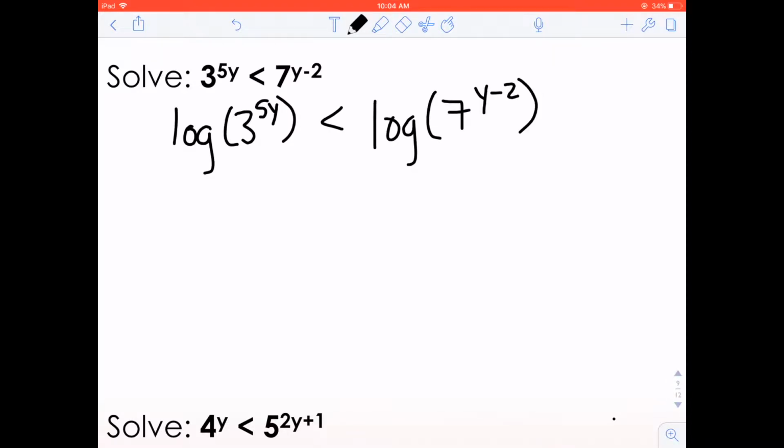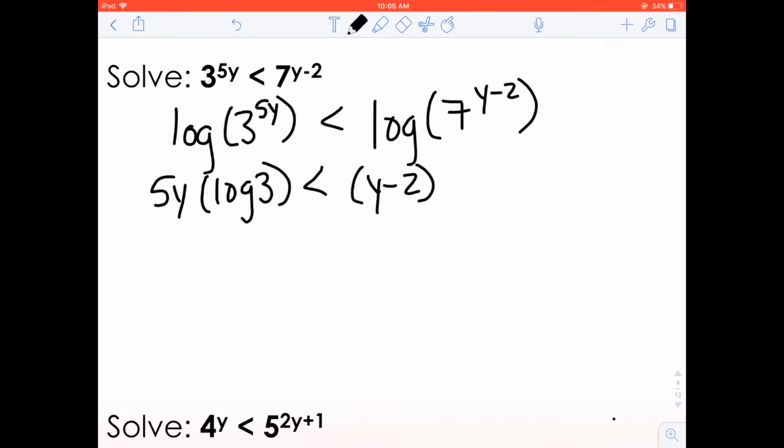Okay, now these are getting a little trickier because we have more variables and numbers involved. So we need to really be strategic in how we're using our properties of logarithms. So here we can bring 5y to the front and we get log of 3 is less than, we'll bring y minus 2 to the front and we'll get log of 7. So what we're going to want to do here is isolate our variable y. In order to do that, we need to get all our y's on one side.